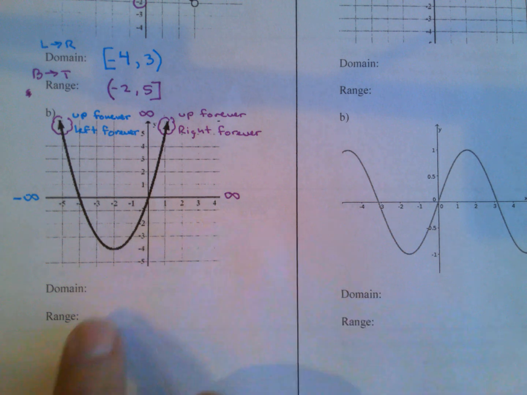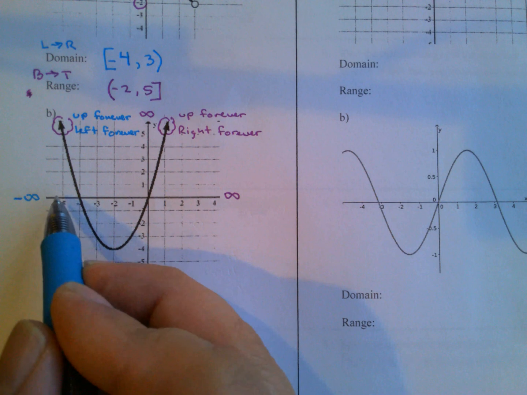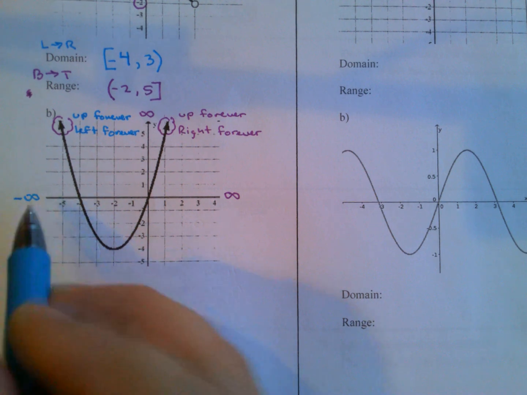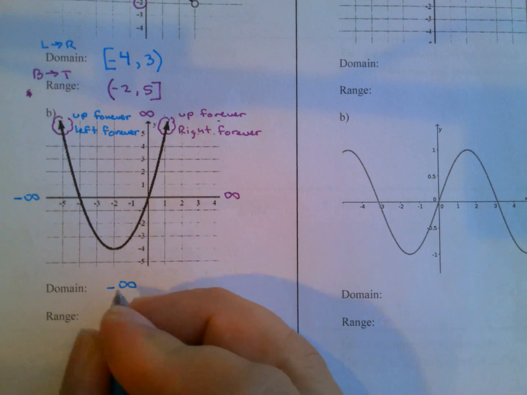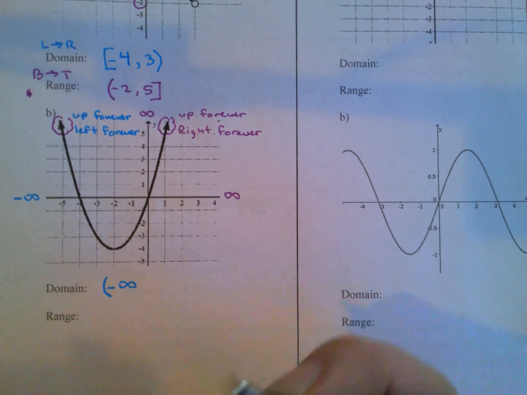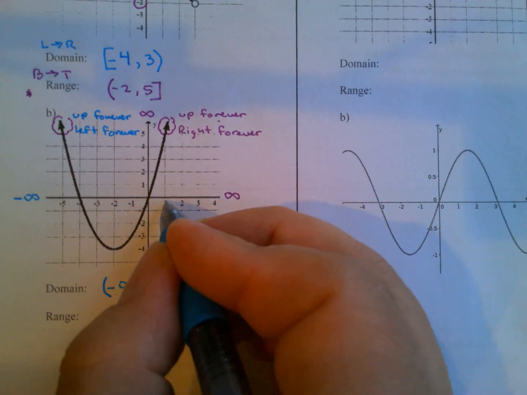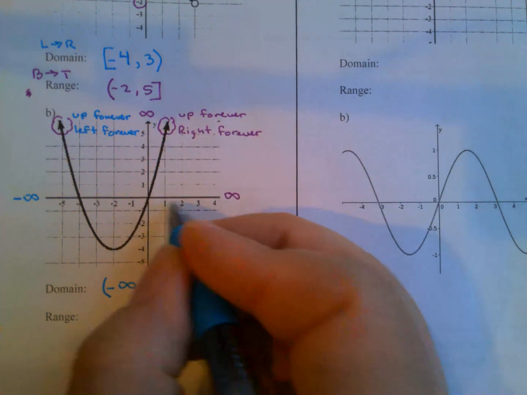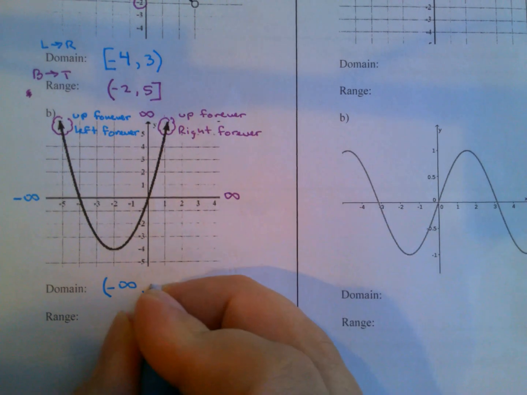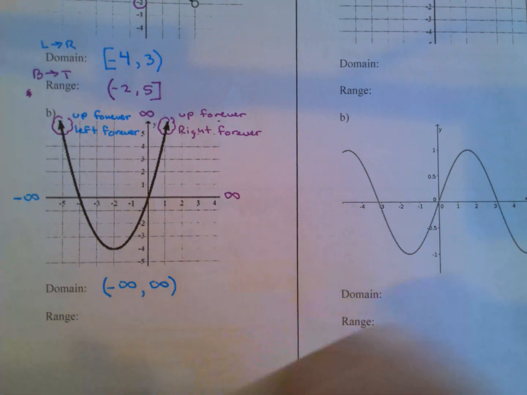So with that said, when it comes to domain, is there an actual point that you can say is the last point on the graph? No, it goes on forever to the left. So negative infinity shows up. And of course, infinity always carries a parentheses. I also can't say, oh, this is the last number for the x's. It's an arrow. It keeps going forever and ever to the right, which is why we bring in positive infinity, and infinity always carries a parentheses as well.